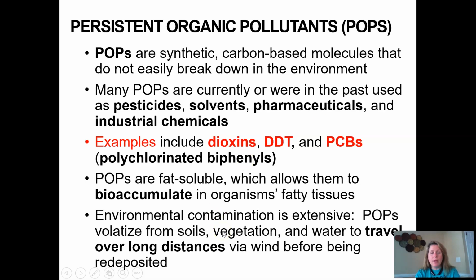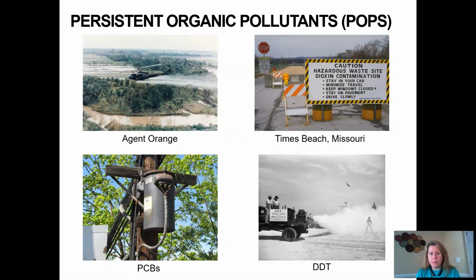Also, they will volatilize pretty easily. So they will go into the air and then they can be blown long distances. So maybe the local area where you live, those particular persistent organic pollutants weren't used, but they have traveled long distances now from some place, and now they have landed where you are. So they can travel long distances on the wind, and you can find them in soils, vegetation, and water.